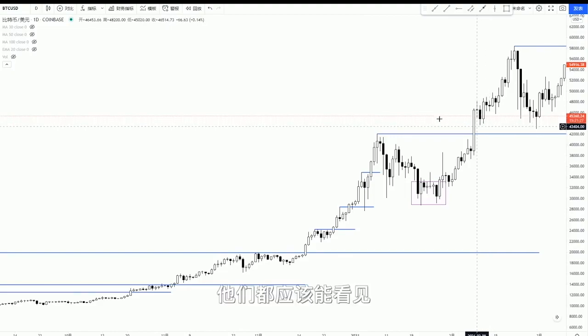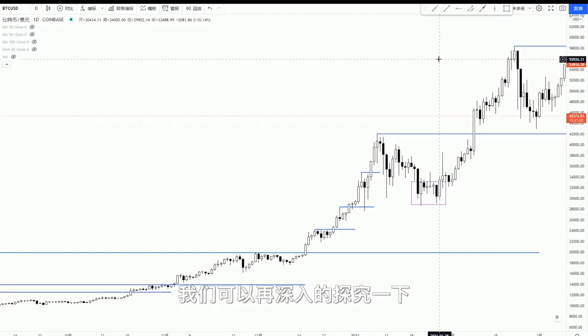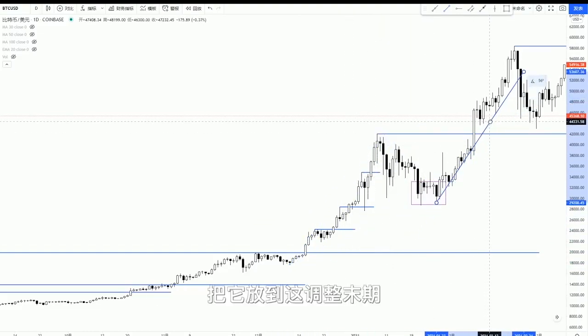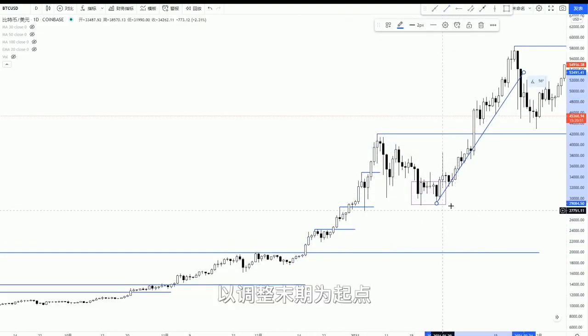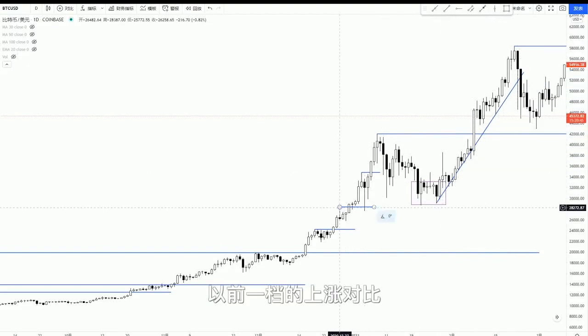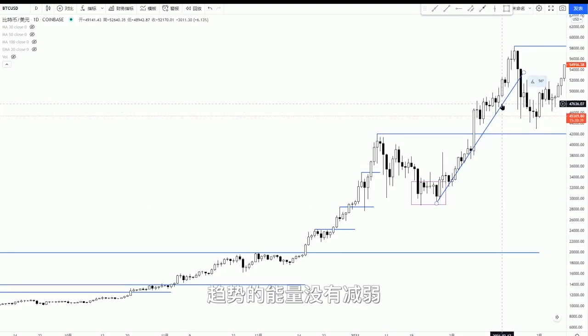We can explore further and connect the highs and lows of the previous wave to the end of the correction. From the end of the correction as a starting point, we can see the rise of the wave. Compared with the rise of the previous first gear, its energy is stronger, indicating that so far, the energy of the super trend has not weakened. The bull market structure is still very complete, at this time is still in a strong bull market.